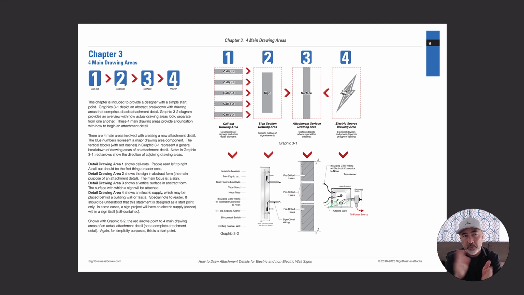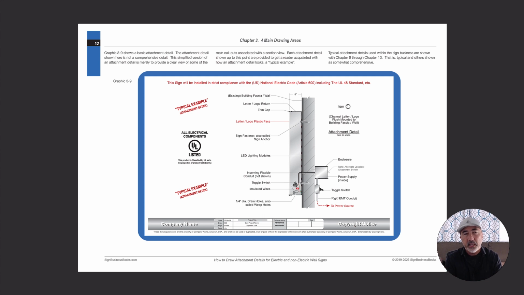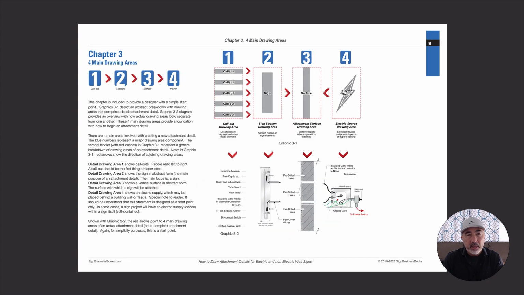Chapter 3, titled 4 Main Drawing Areas. This chapter covers the basic overview of a breakdown of the main elements or areas of an attachment detail. They are Area 1, the call-out. Area 2, the sign itself. Area 3, the surface the sign is being attached to. And Area 4, the electric source. This last part is not required to be shown with non-illuminated or non-electrical signs.